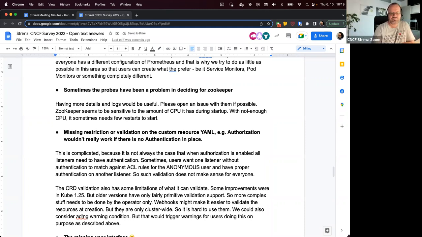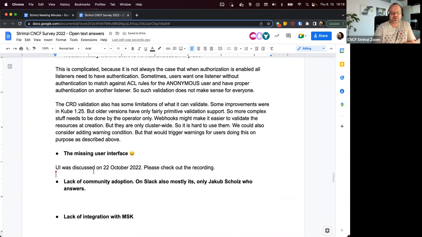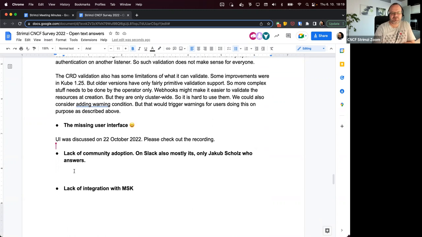Anything else? Okay, we talked about the UI, so we will skip this. Lack of community edition on Slack.